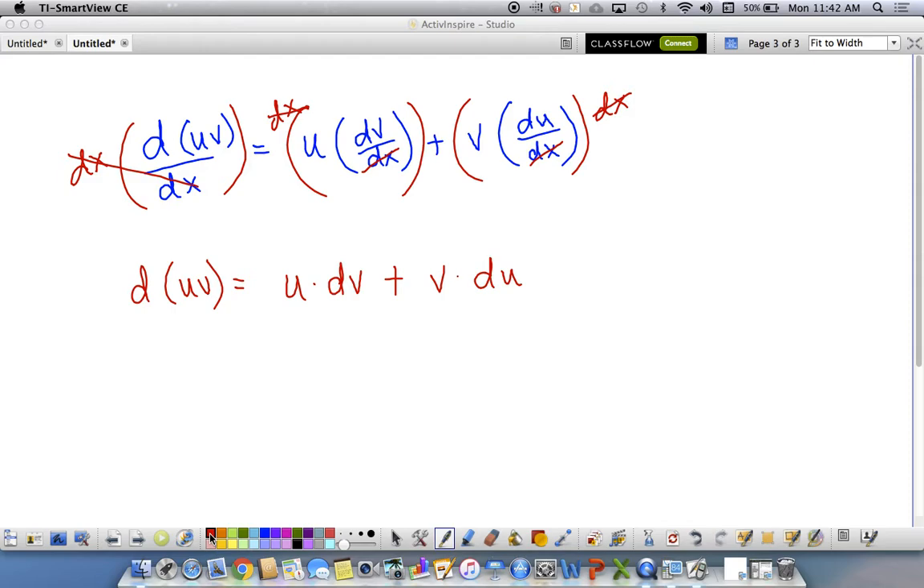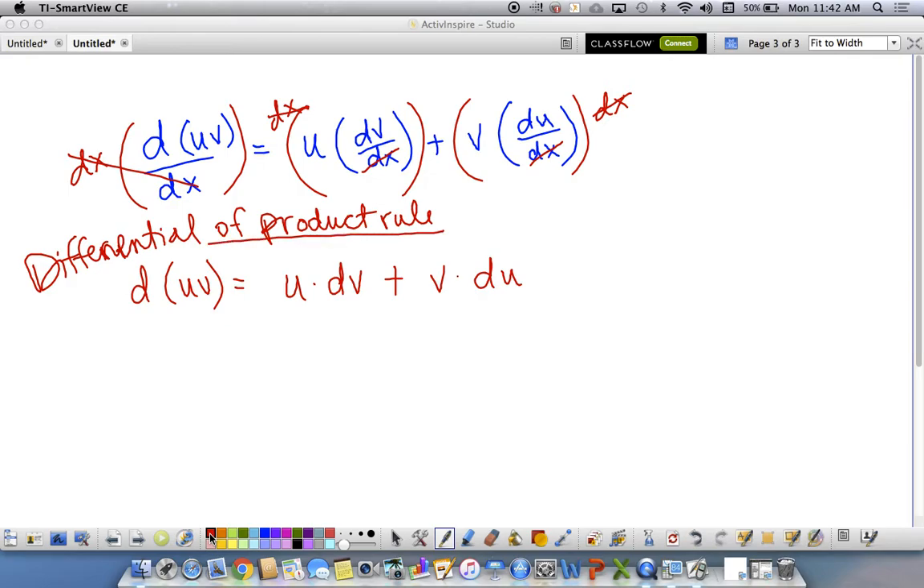Okay, that's one way to look at this. And actually it is pretty simple. So this is the differential of the product rule. This is the notation that we would use for the differential. Okay? So let's look at some examples.